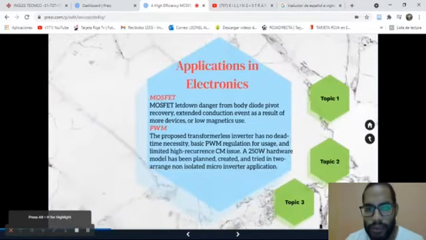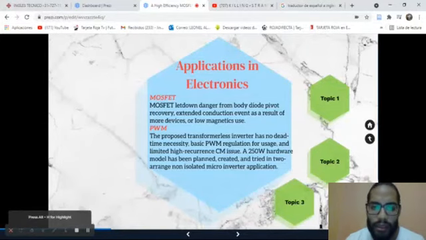Applications in electronics. The MOSFET's body diode reverse recovery is a concern, and conduction losses are a result of more device or low magnetic usage. The proposed transformerless inverter uses basic PWM regulation for unlimited high-frequency operation, with hardware fitting, and non-isolated microinverter application.